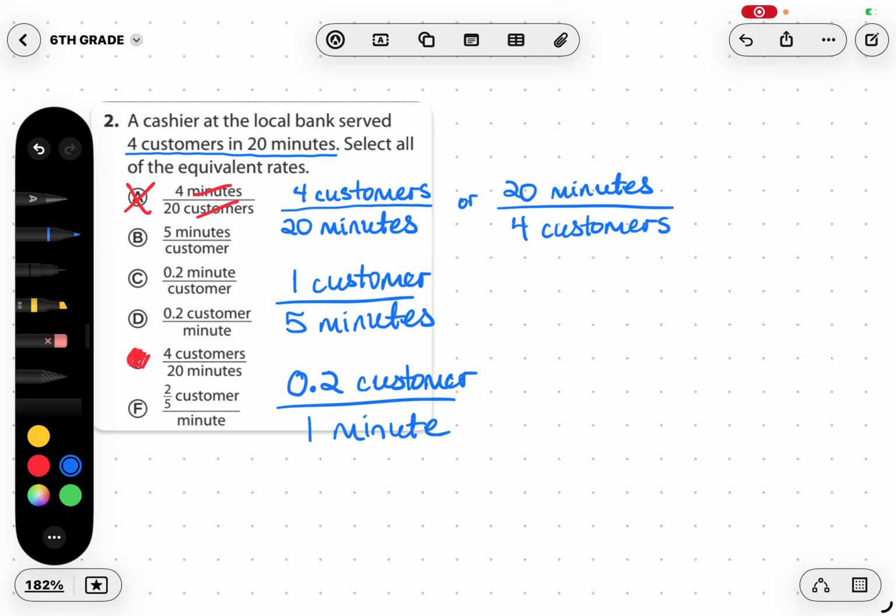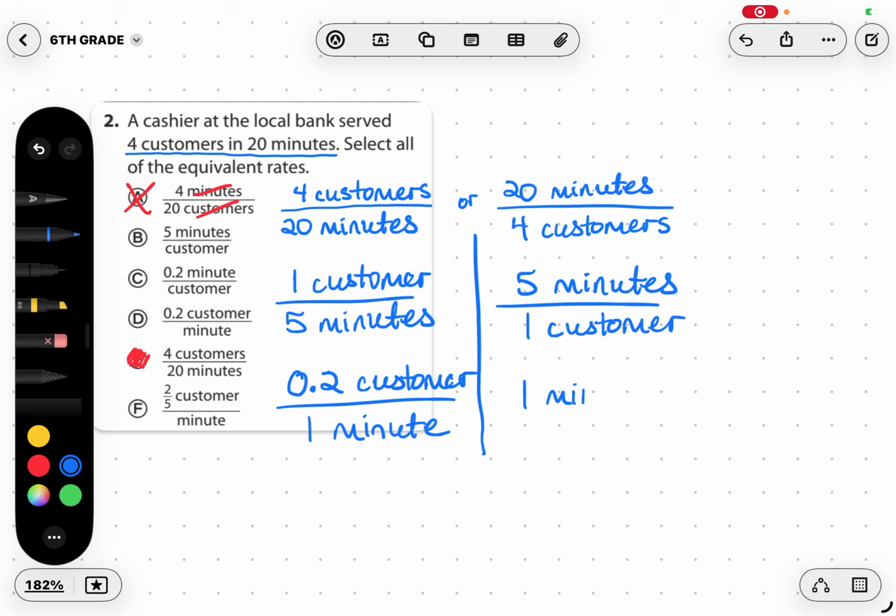Now, the other ones, these here, on the other side. This would be 5 minutes, because we're just flipping everything. 5 minutes for one customer. And then this would be 1 minute spent on 0.2 of a customer, which isn't even a whole customer. Okay, but either way, this is how you write the different things.